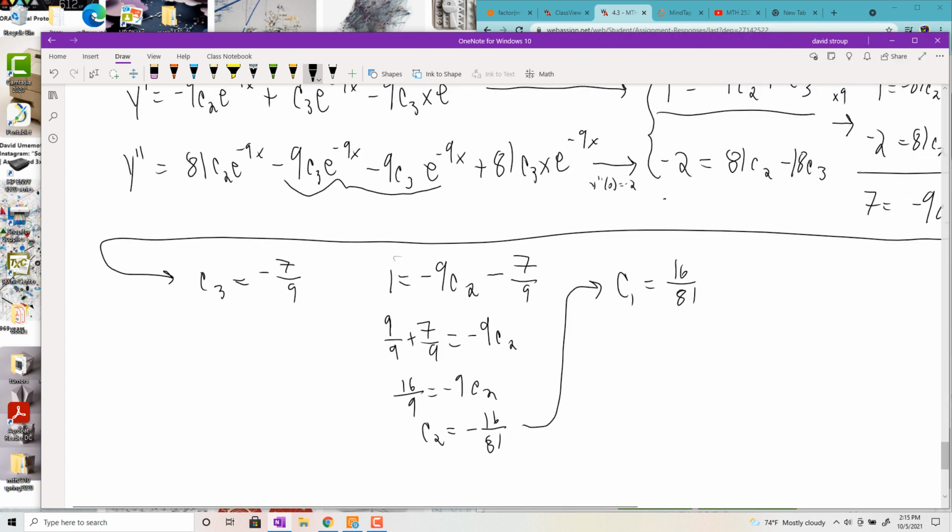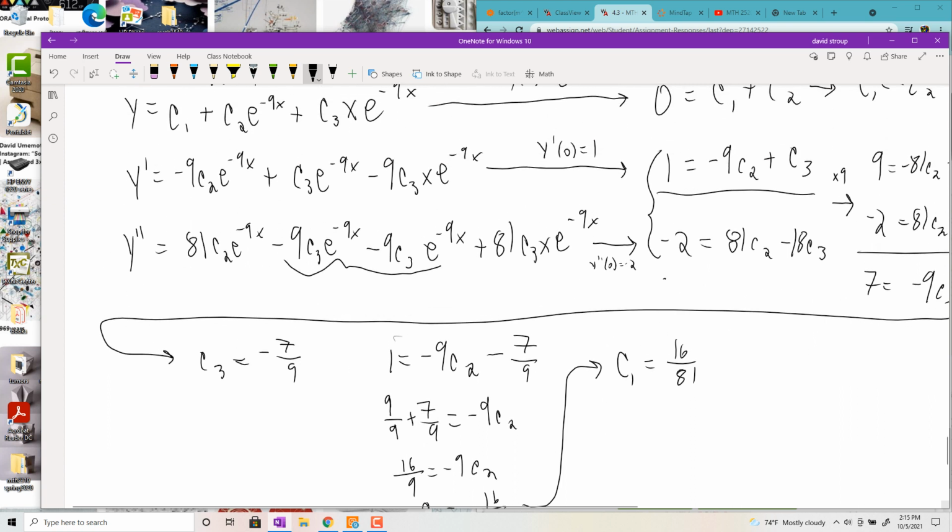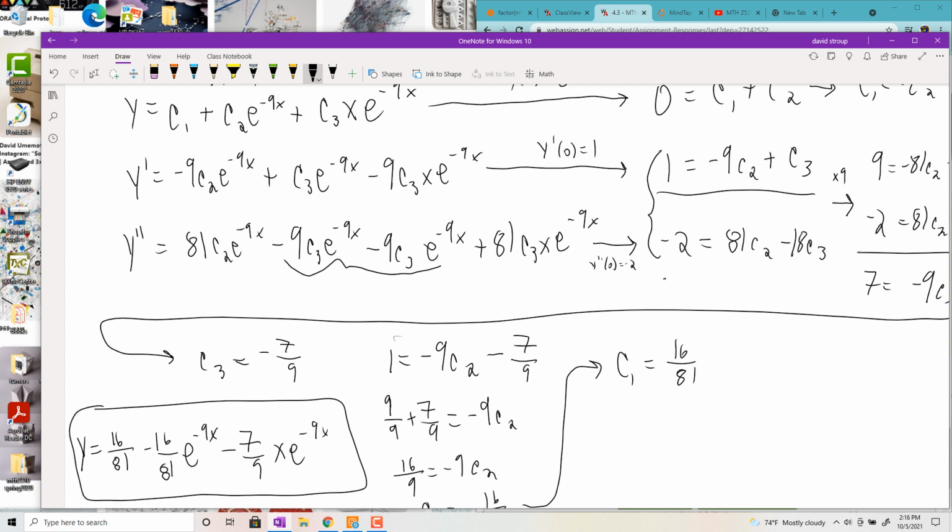So my final solution then, going back to the y equation, the general solution: y will equal c1, 16/81, plus c2, which is just the negative of that, so that would be minus 16/81 e to the negative 9x, and then plus c3, which is minus 7 ninths x e to the negative 9x. And that'd be your solution.